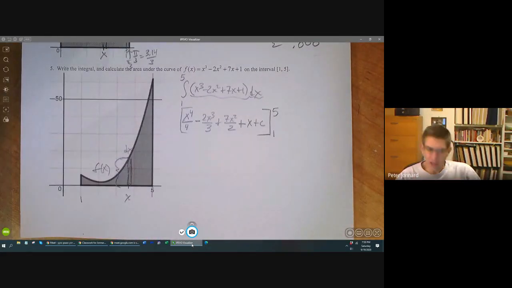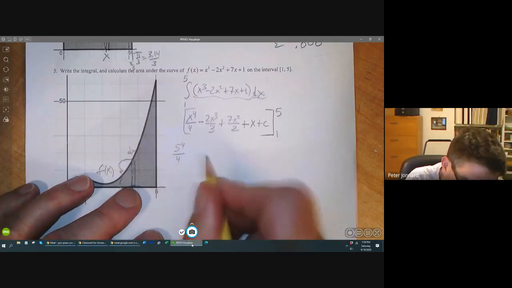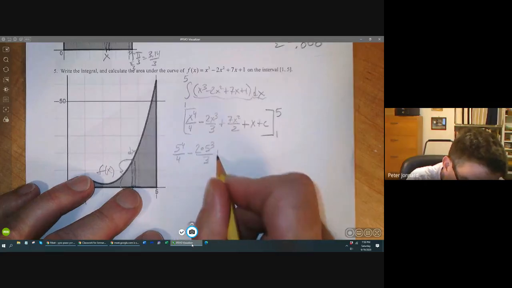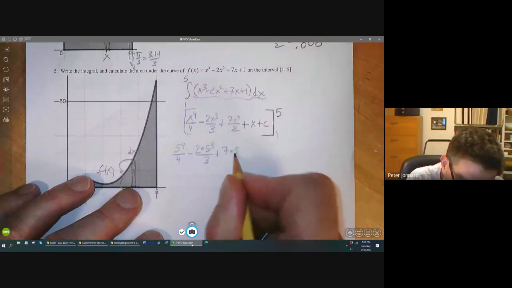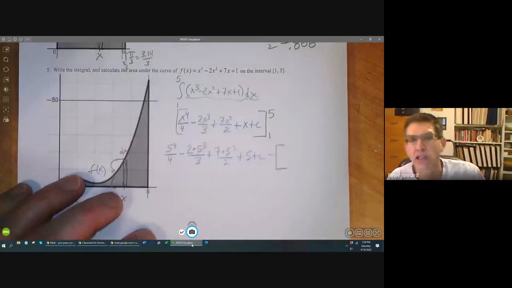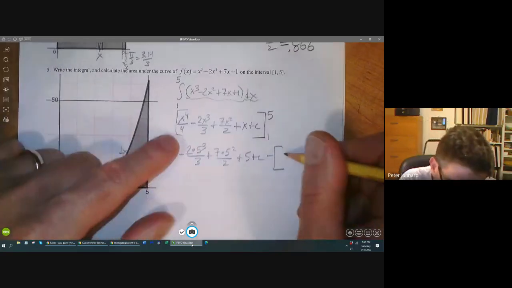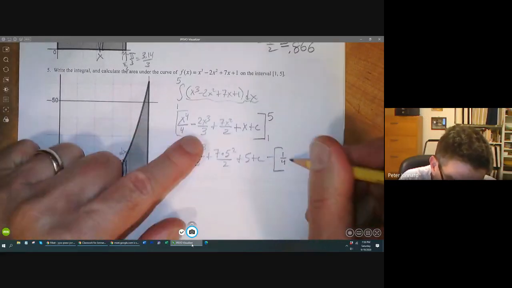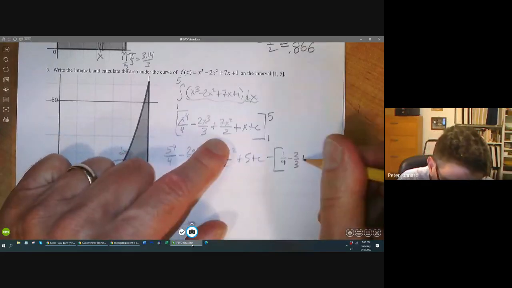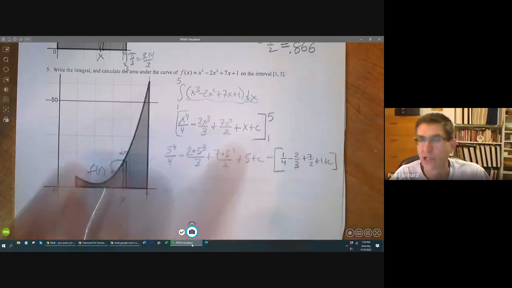And so I simply plug this in here. Let's put a 5 in there. I'd have 5 to the 4th over 4 minus 2 times 5 cubed over 3 plus 7 times 5 squared over 2 plus 5 plus c minus, and then let's put a 1 in there. This would be, okay, 1 to the 4th. I feel silly writing that down. That would be 1 over 4 minus, put a 1 in here, would be minus 2/3. Put a 1 in here, that would be plus 7/2 plus 1 plus c, like so.